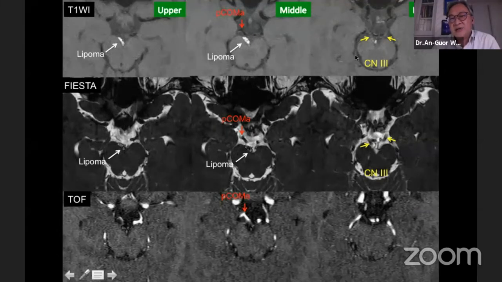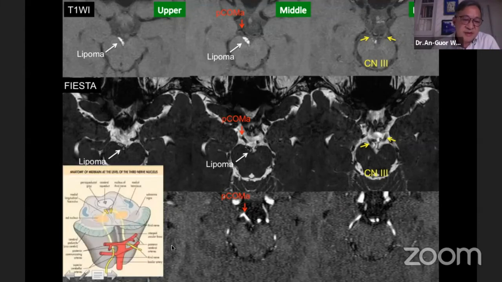And on the lower level of the midbrain, you can see the lipoma is not seen over this level. And you still see two linear structures over here, which are isointense on T1 weighted image and also isointense on the time of flight, which indicates it should be nerve tissue. And we presume these two linear structures are the oculomotor nerve.